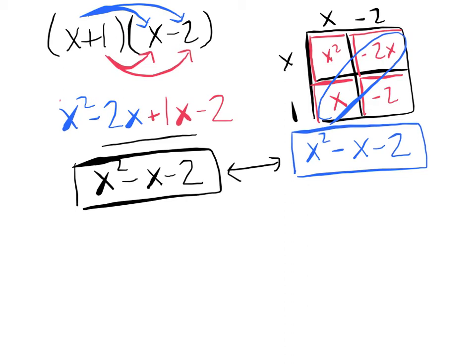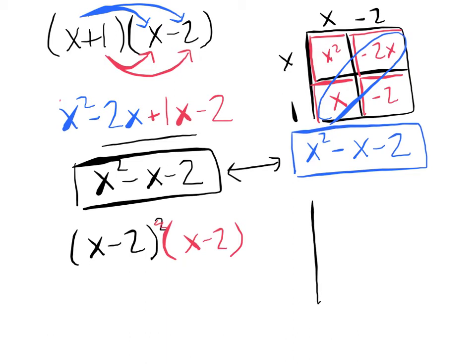Now, what if we only had one term? What if we had x minus 2 all squared? It looks like it's only one term, but really it's two things. If you see that square, remember that just means write it twice. So this is x minus 2 times x minus 2.